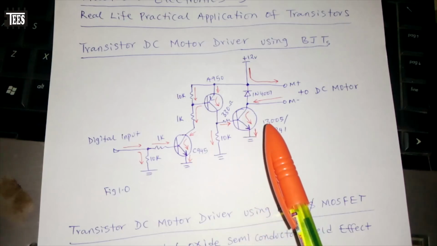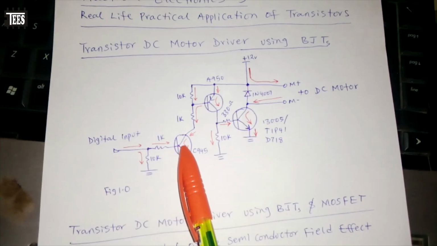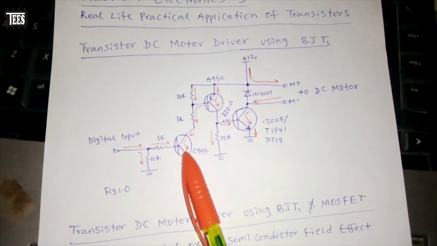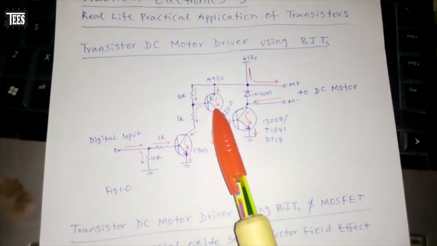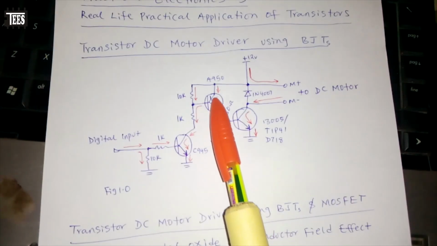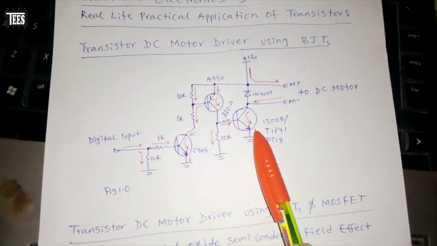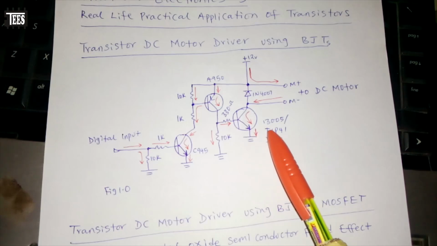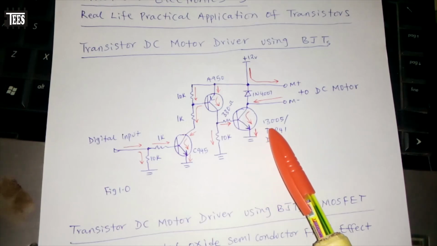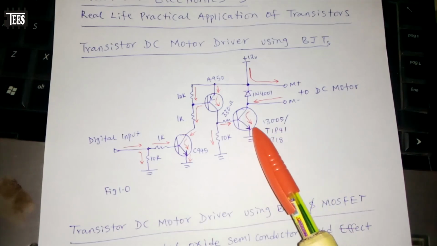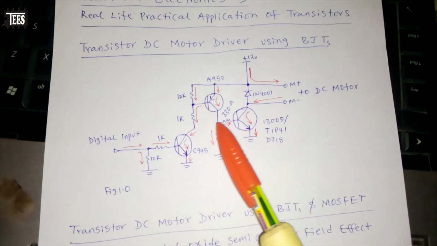Here you can see we have 3 transistors. We have an NPN transistor here, C945. You can use any NPN transistor. Then we have another one, PNP, A950. Then we have another one here. I use the 13005. You can use any transistors you have.